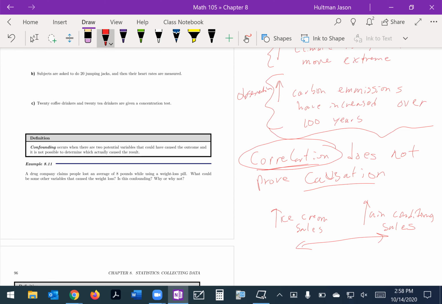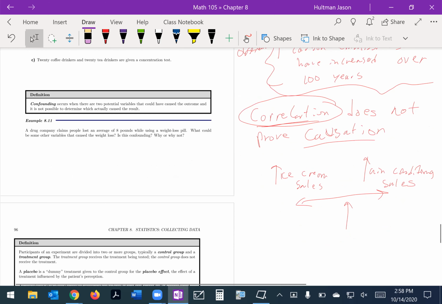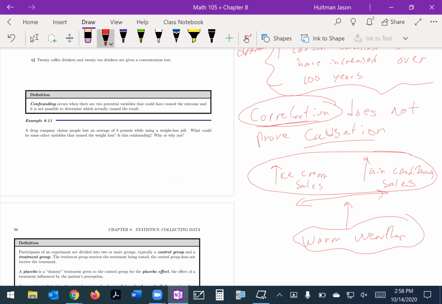No, one does not cause the other. There is a third extraneous variable that's causing these, right? What's the cause of this? Heat. Yeah, it's the warm weather. Just because these two things are correlated doesn't mean that they're causing each other. That's just something in statistics that we're going to have to learn.